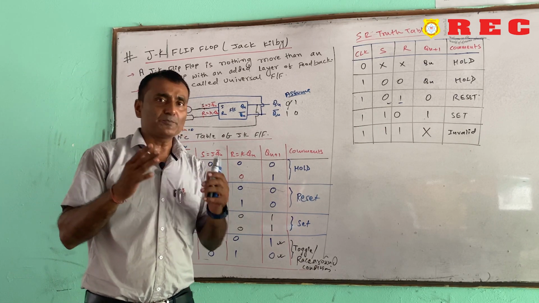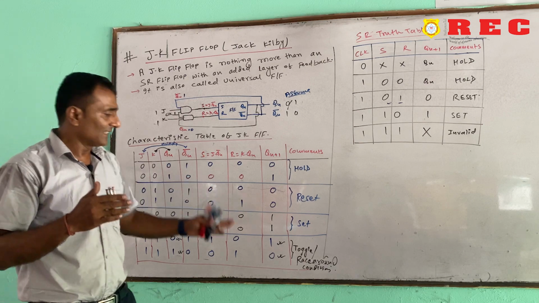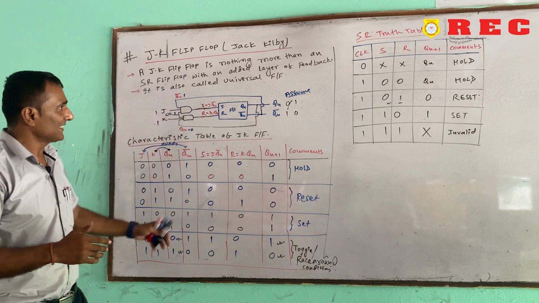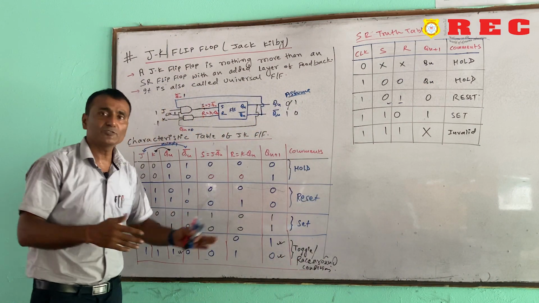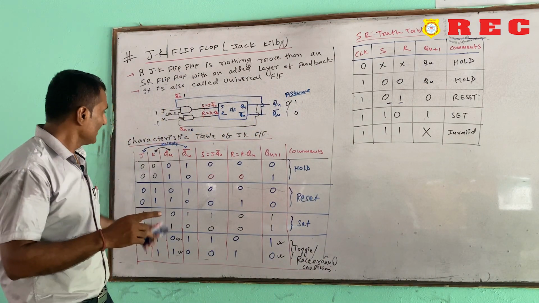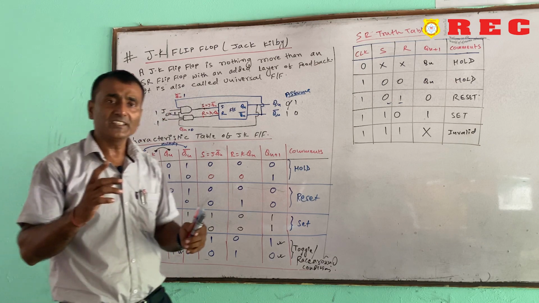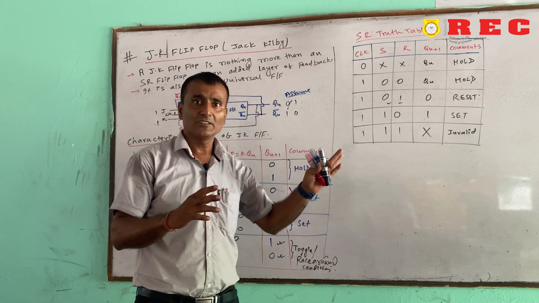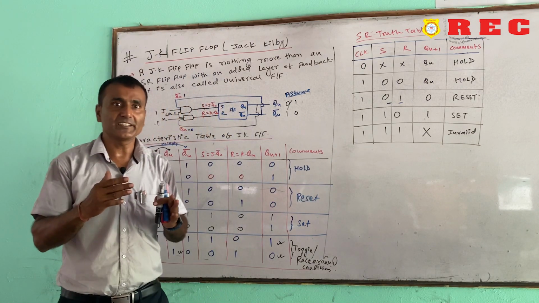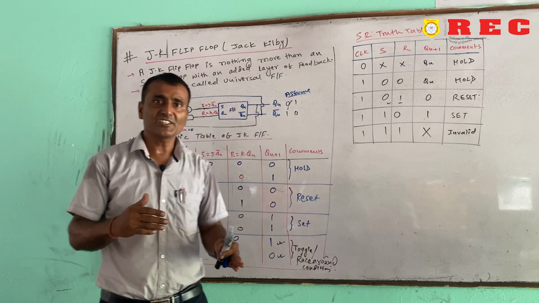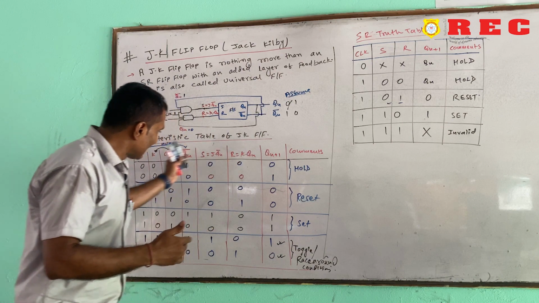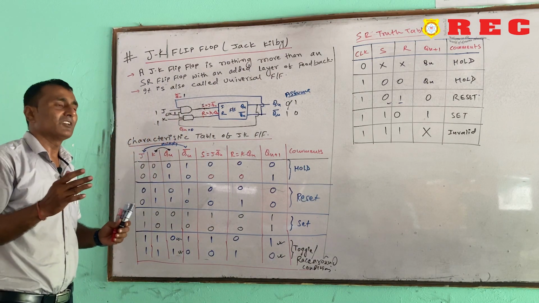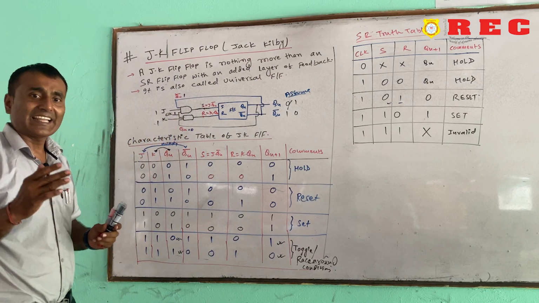And we face a problem in the SR flip flop: when S is equal to 1 and R is equal to 1, that was invalid. But in the JK flip flop, what we have got is that the output is toggling. While the values of J and K are equal to 1, the value is toggling, not invalid, or we can say the race around condition. And what the race around condition is, we will see. Before that, with the help of this characteristics table, we will draw the characteristics.